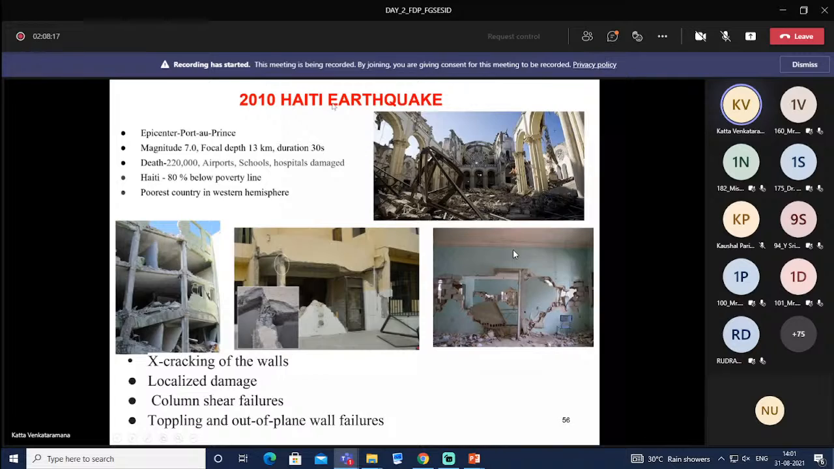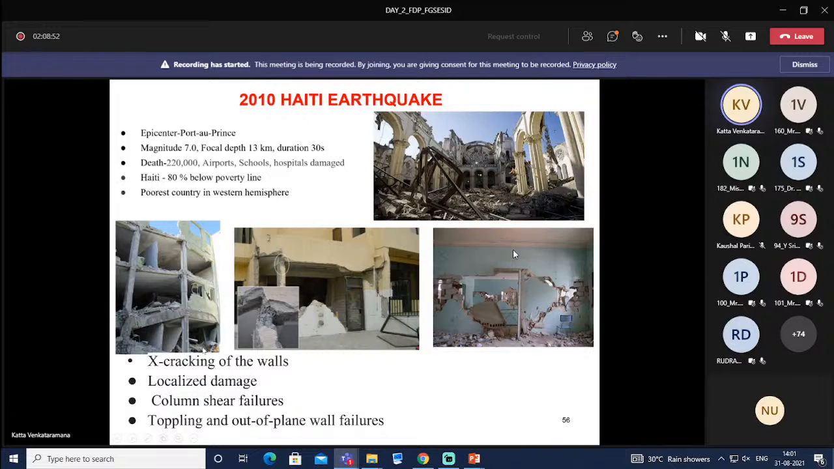Haiti is in Central America, epicenter Port au Prince, magnitude 7, focal depth 13 kilometers, duration 30 seconds. More than 2 lakh people died. Airport, school, hospitals, etc. got damaged. Haiti is a poor country in Central America, the poorest country in the Western Hemisphere, and many times there is no enforcing of building codes.